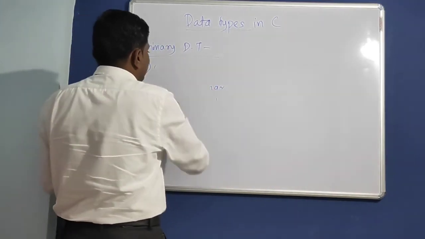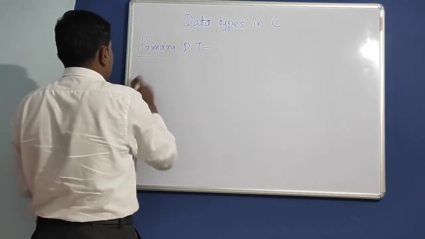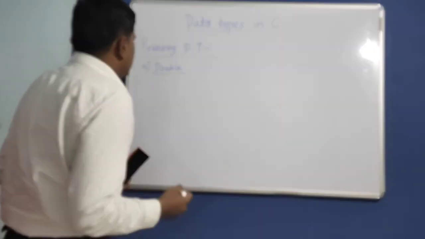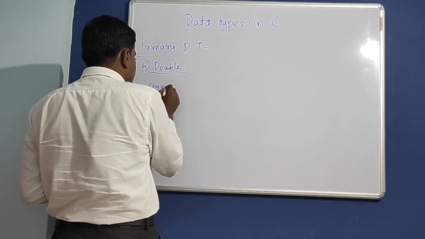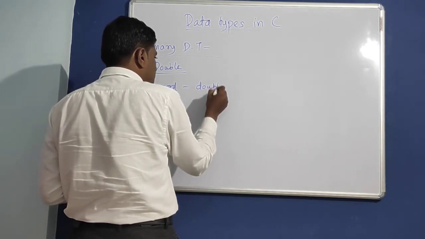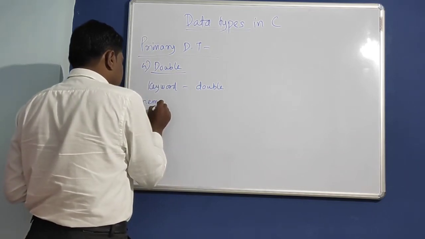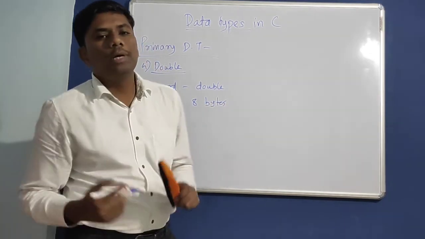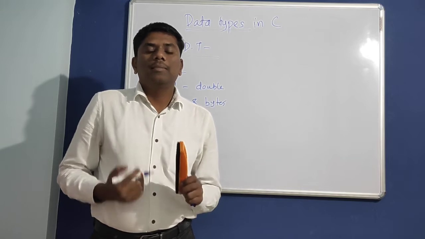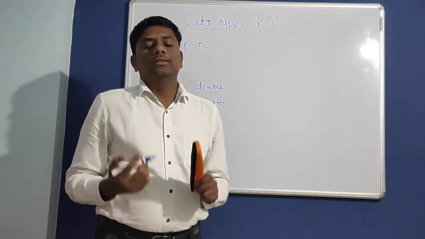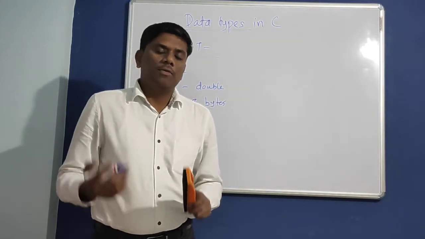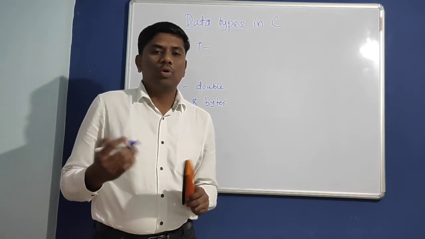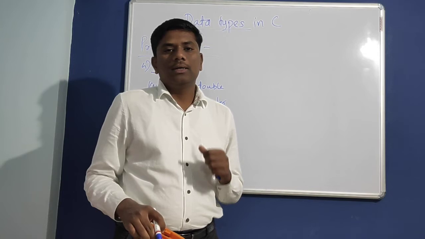Now next one is double data type. So keyword is double. Memory is 8 bytes. So when we are going for double data type, if float data type is unable to hold any value, if value is too small or too large, either it is too large or too small, then you can go for double data type.